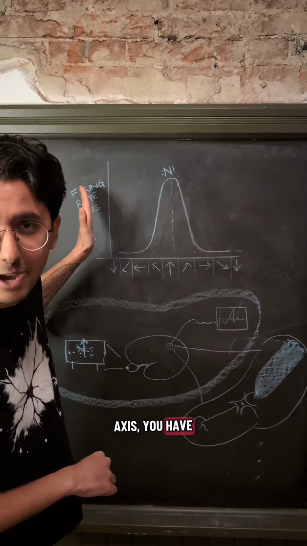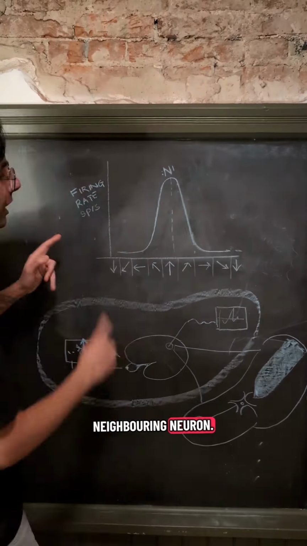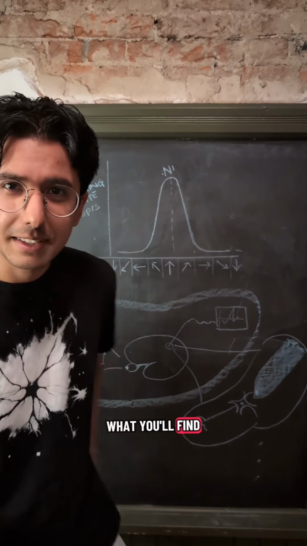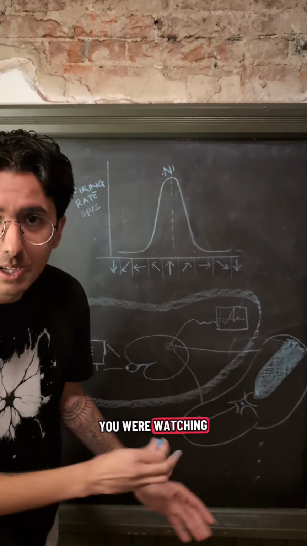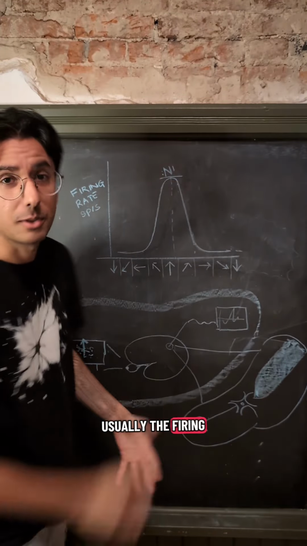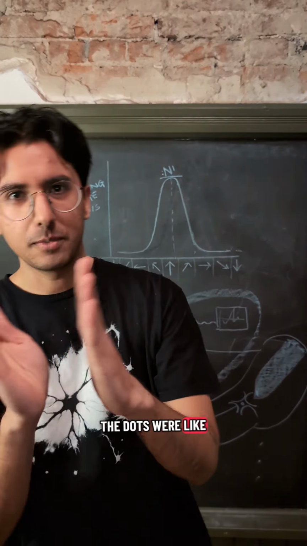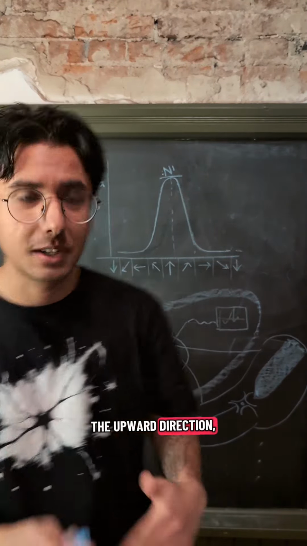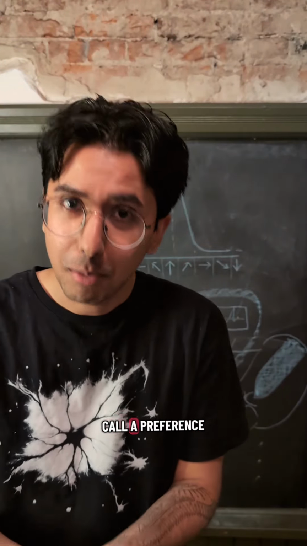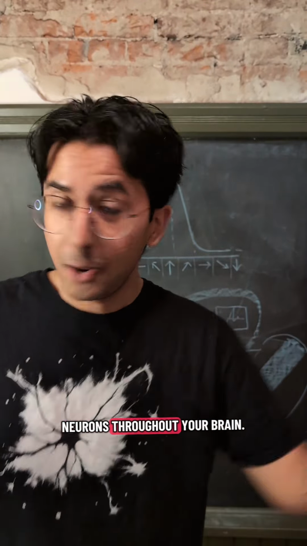On the y-axis, you have how much your neuron is firing action potentials to its neighboring neuron. And on the x-axis is the direction of the motion of those dots. What you'll find is that when you were watching the dots moving upward, the neuron was usually firing the most. And then as the movement of the dots veered away from the upward direction, your neuron was firing less and less and less. And so that is what we call a preference for upward motion direction. And this is a property of neurons throughout your brain.